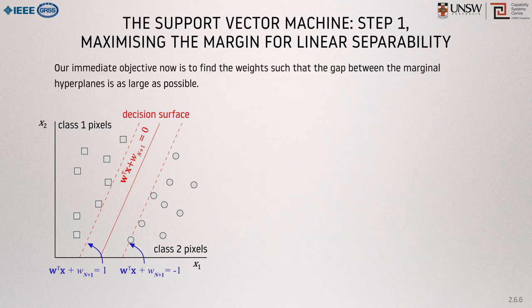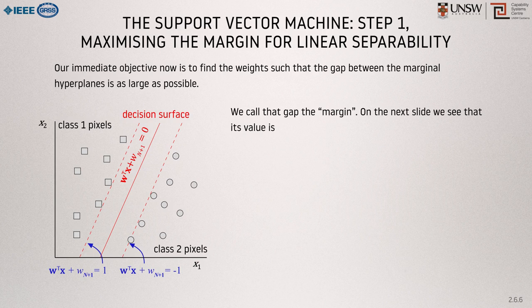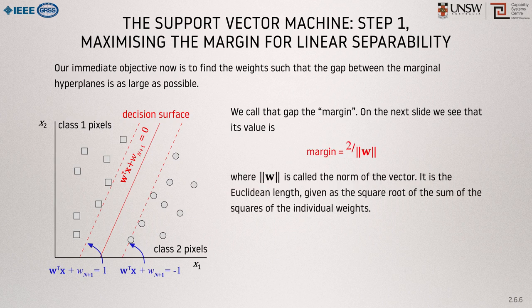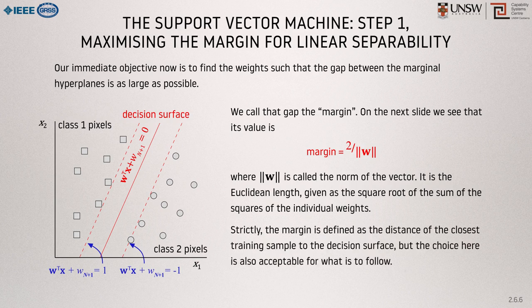We now need an objective that will lead us to the best hyperplane. We adopt the goal of finding the hyperplane which is midway between the two marginal hyperplanes which are furthest apart. That is, they have the greatest margin between them. From vector algebra, we can show that the margin is given by the expression on this slide, where the norm of the vector w is the size of the weight vector. We use the Euclidean norm, which is the square root of the sum of the squares of the vector elements, as is well known. We do that analysis on the next slide.